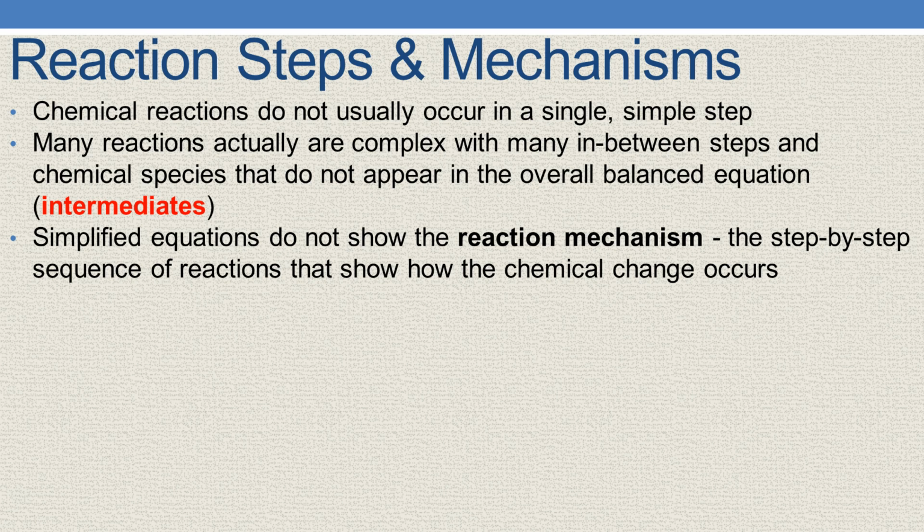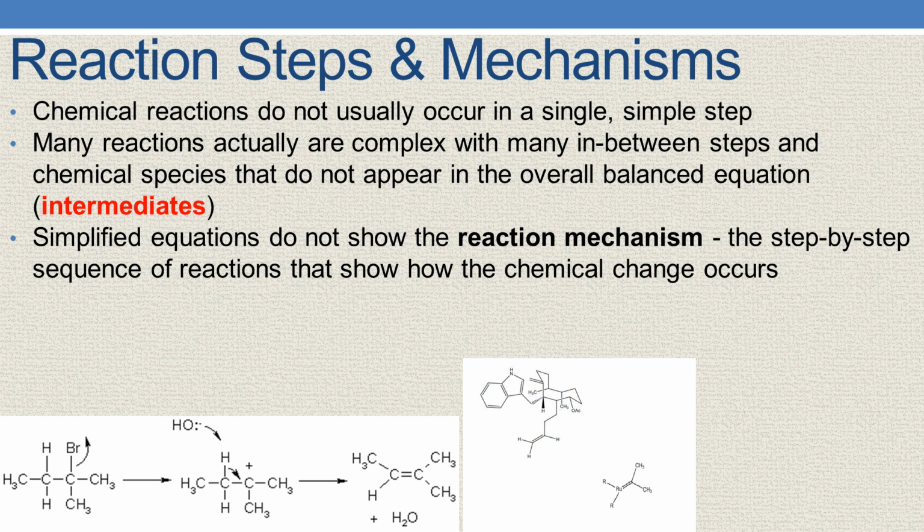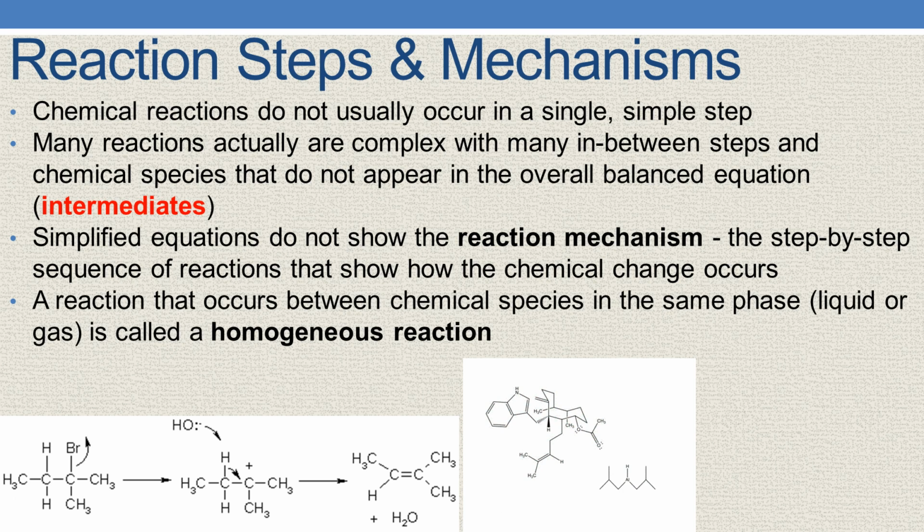It doesn't show the step-by-step sequence of reactions for how that change occurs, where the electrons move here, and then the bromine goes here, and then hydroxide. All those things don't necessarily show up in our equation, but that doesn't mean they don't actually happen. You can even have an incredibly complicated reaction, like this particular one right here. I have these different things attacking different parts in there. Electrons are jumping from one to the other. That does not show up in your equation. All you really have is the beginning and the end.